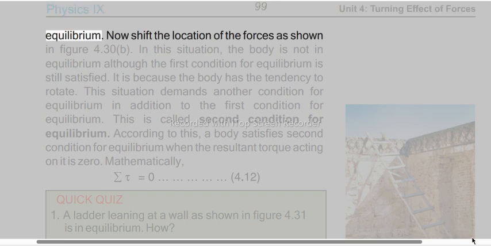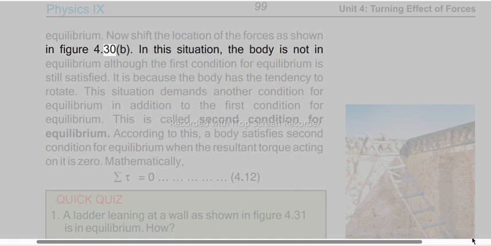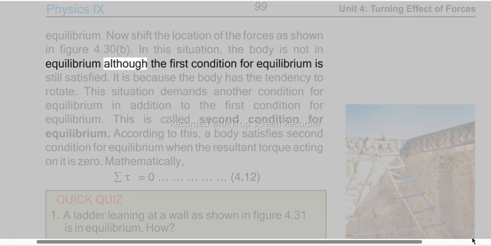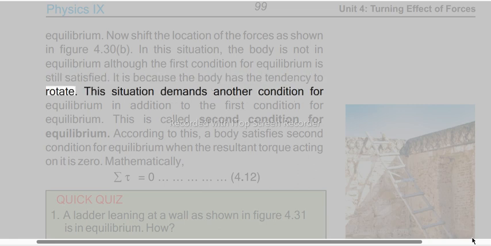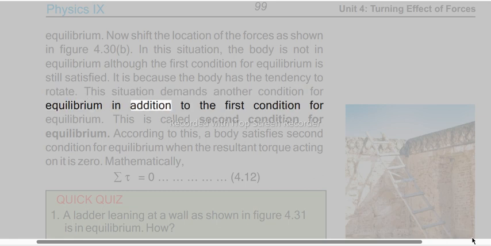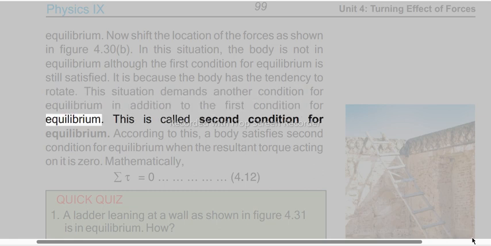Equilibrium. Now shift the location of the forces as shown in figure 4.30b. In this situation, the body is not in equilibrium although the first condition for equilibrium is still satisfied. It is because the body has the tendency to rotate. This situation demands another condition for equilibrium in addition to the first condition for equilibrium.